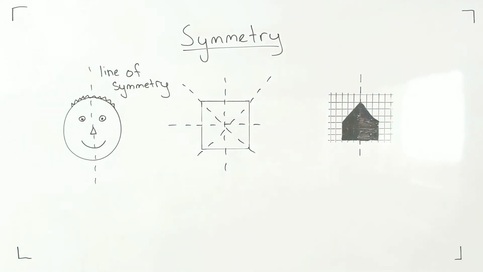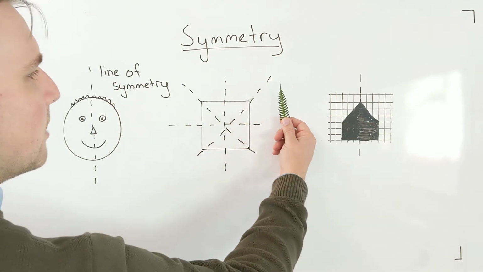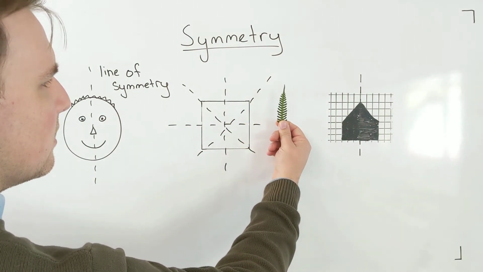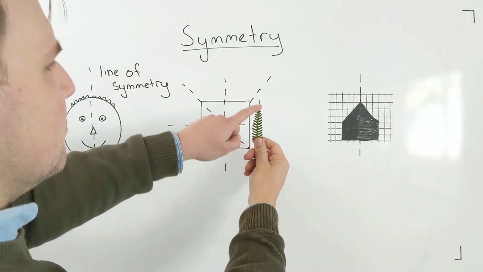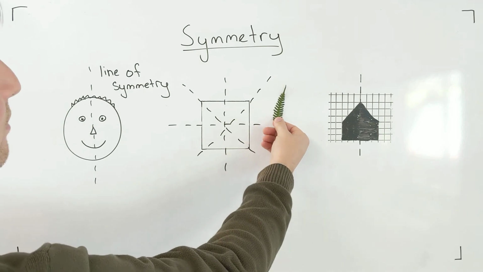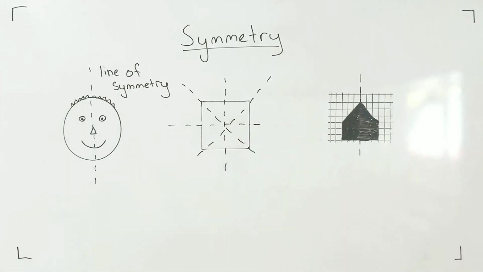You might also notice a lot of symmetry in nature. I grabbed this from outside, this fern leaf, and you can see that while it's not perfect, there is a lot of symmetry going on with that leaf and in a lot of other places in nature too.